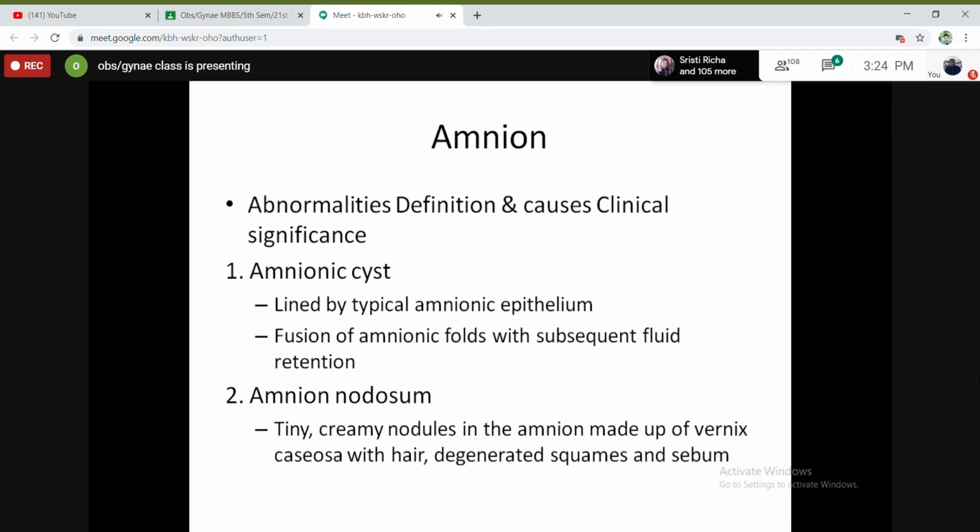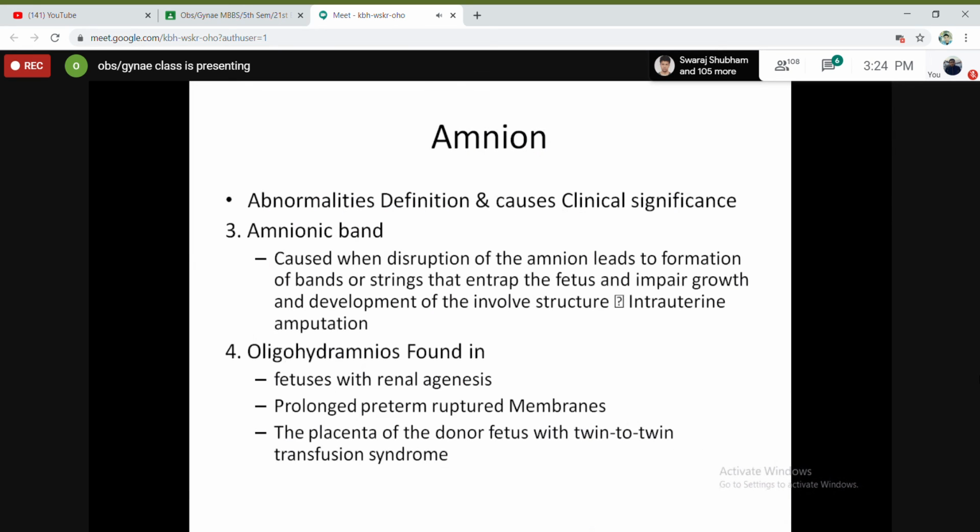There are various abnormalities of the amnion, like amnionic cyst, amnion nodosum, amnionic band, and oligohydramnios. Amnionic band is caused when destruction of the amnion leads to formation of bands or strings, and it may entrap the fetus and impair its growth and development. Sometimes the band may be formed around the limbs of the baby, and it may lead to intrauterine amputation as well.